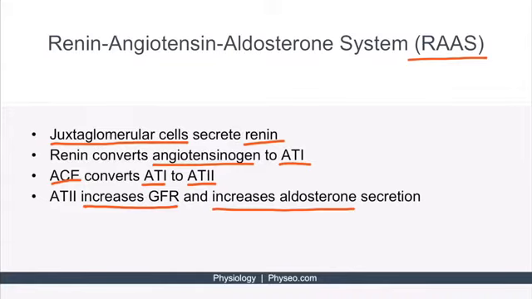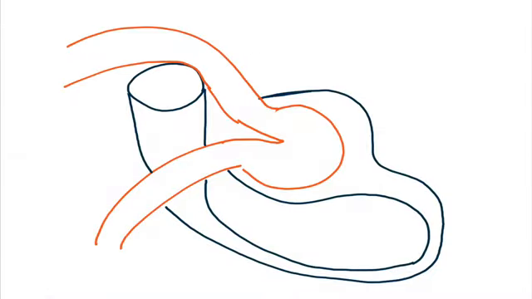So the whole goal of the renin-angiotensin-aldosterone system is to increase blood pressure and fluid volume. So let's draw this out on the next slide. To explain the renin-angiotensin-aldosterone system, we need to start at the beginning, the juxtaglomerular apparatus, or JGA. Here is an image of the juxtaglomerular apparatus.